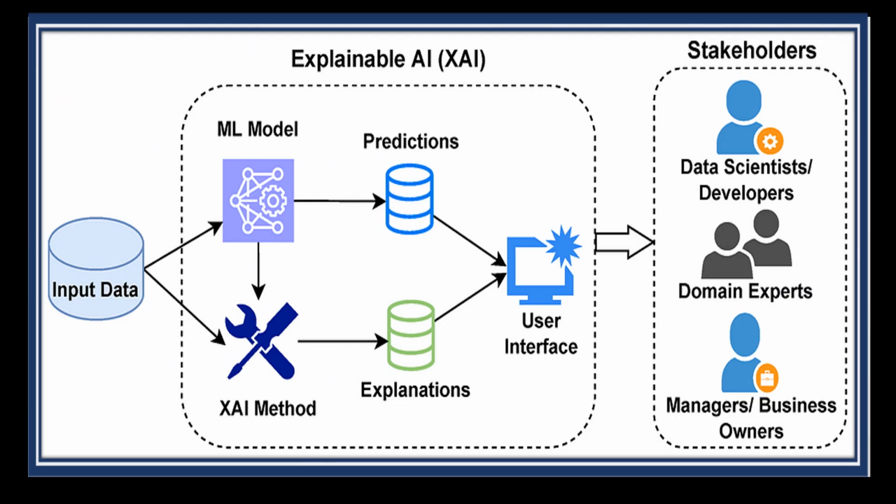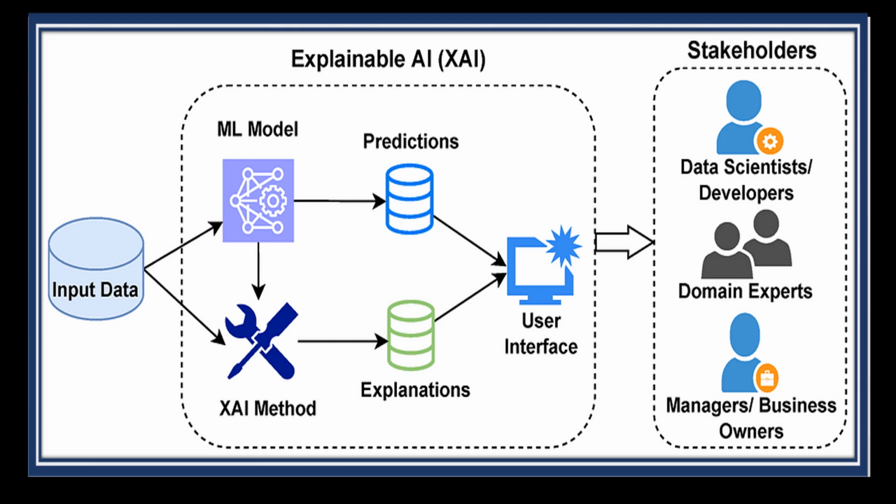So let's start with what is explainable AI. Basically, explainable AI is a branch of artificial intelligence that aims to make the decision making process of AI models more transparent and understandable to humans. In simple terms, it is about making AI more explainable so that we can understand why a certain decision was made, how it was made, and how we can trust it.